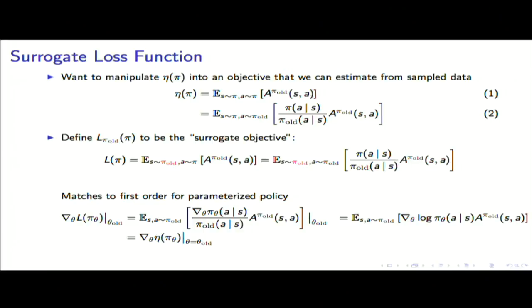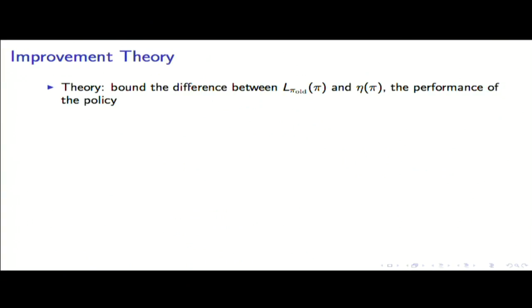All right. So what is L here? It ends up being a local approximation to the performance of the policy. We care about eta, which is the performance of the policy, and L is a local approximation to that.